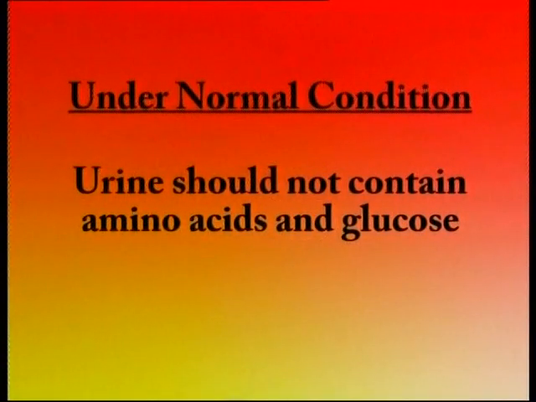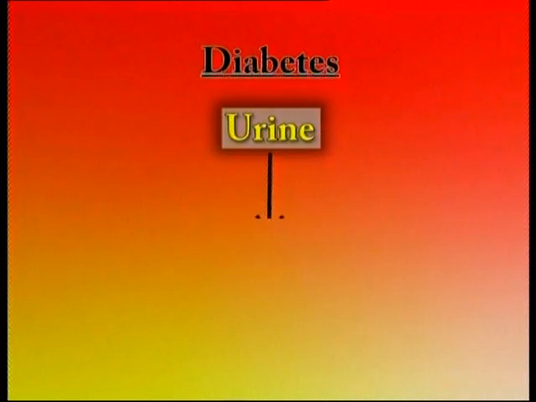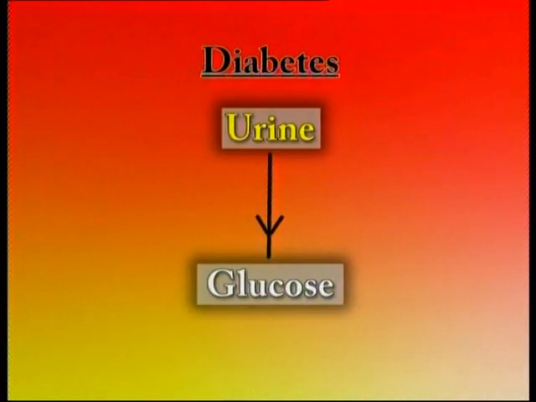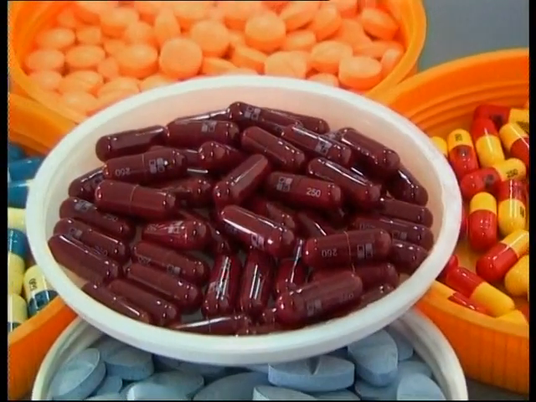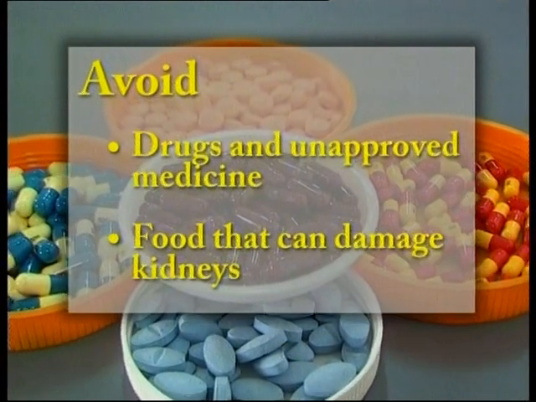Under normal circumstances, substances like protein, amino acids, and glucose are not found in the urine. If there is glucose in the urine, it is most likely that the person has diabetes. This can lead to kidney failure. We should also avoid drugs and unapproved medicine and food that can damage the kidneys.